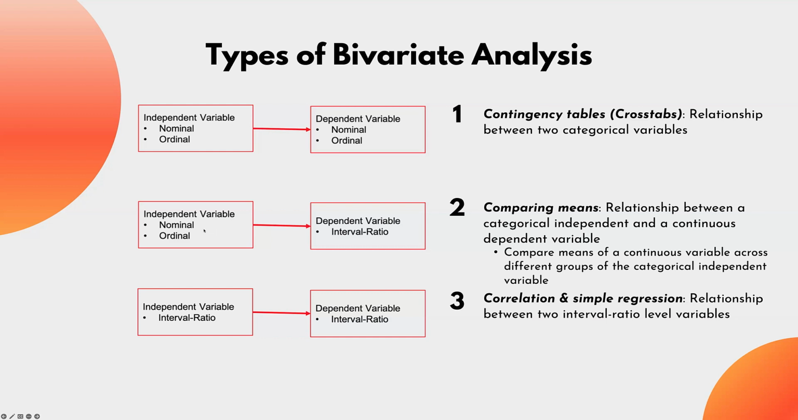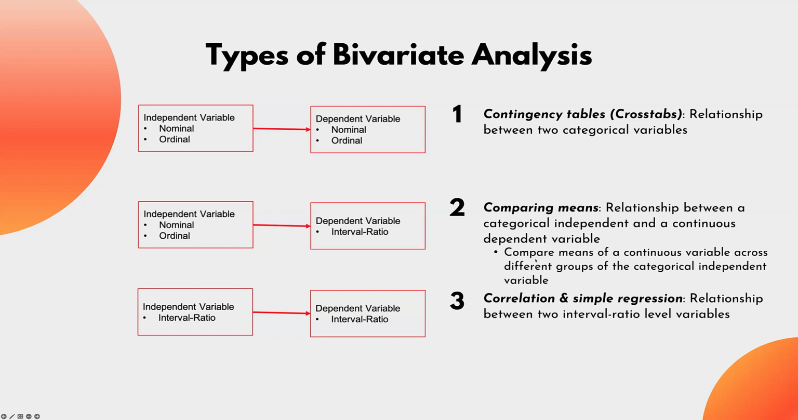For this next one, we have an independent variable that is categorical, nominal or ordinal, and then we have a dependent variable that is interval ratio, so continuous. Here we would be comparing the means. So for one group of the independent variable, what is the mean for that group? For the next group, what is the mean for that group? It's a relationship between a categorical independent and a continuous dependent, so we'd be comparing the means of a continuous variable across different groups of the categorical independent variable.